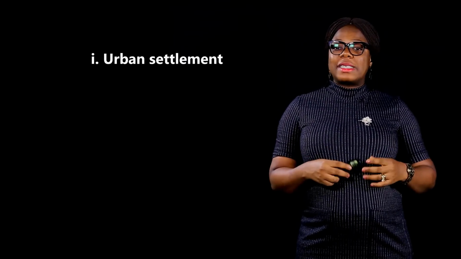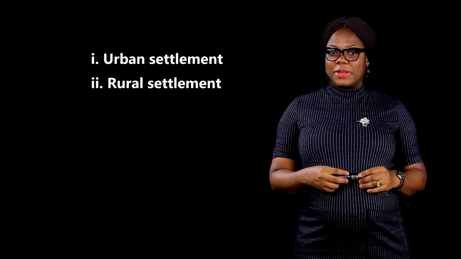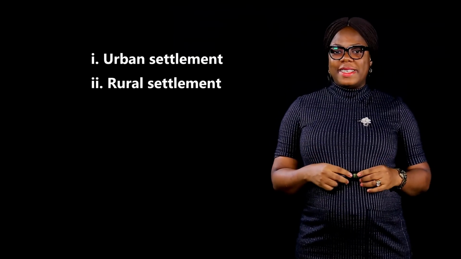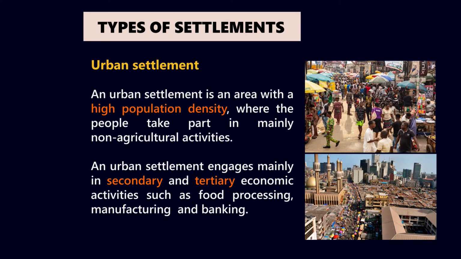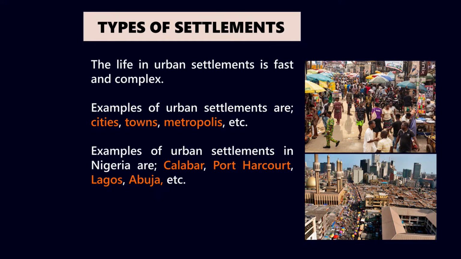We have the urban settlements and the rural settlements. Let's look at them in detail. An urban settlement is simply a type of settlement that has high population. People that live in urban settlements engage in secondary and tertiary economic activities such as banking, manufacturing, and even food production. The life in urban settlements is usually fast and very busy.